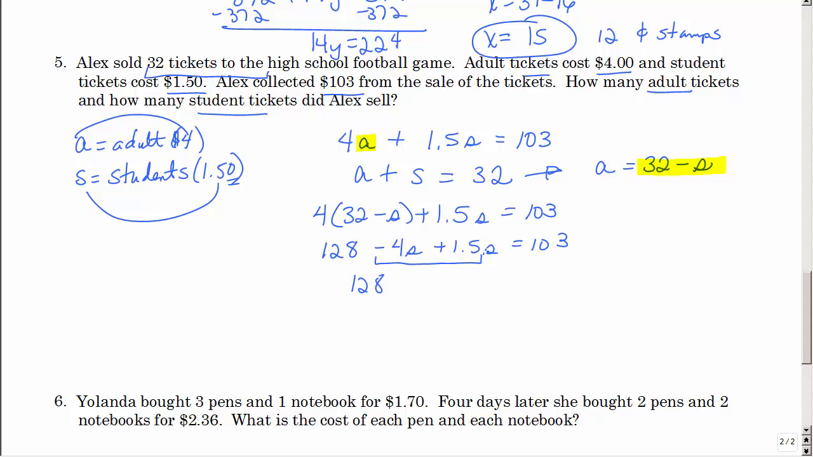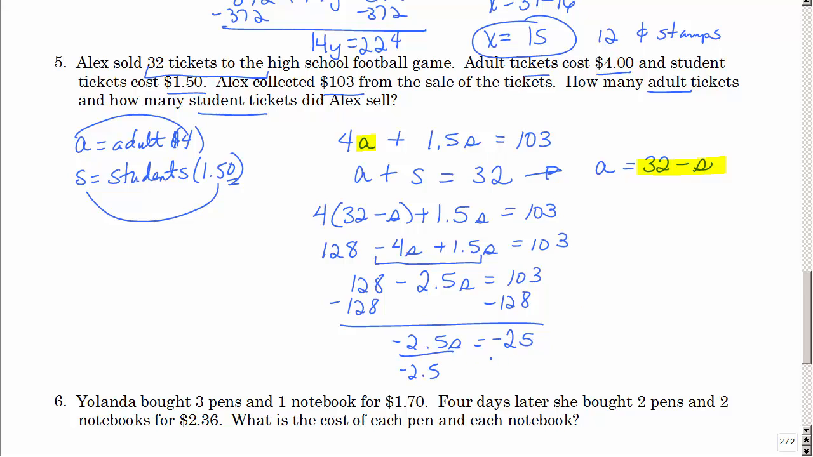Subtract, take the sign of the larger. Subtract 128. And let's see, I need to subtract and take the sign of the larger. So really, the numbers kind of looked ugly, but now when I divide by negative 2.5, and I'm so glad both sides are negative, right, because you have to sell them at a positive amount. So I'm going to get S, and I'm going to get 10 student tickets.